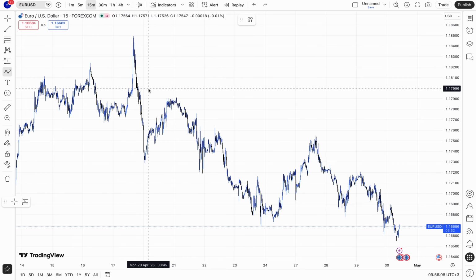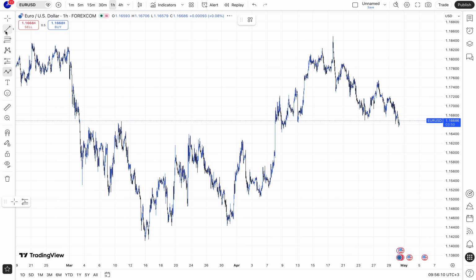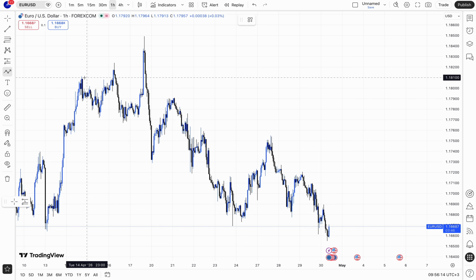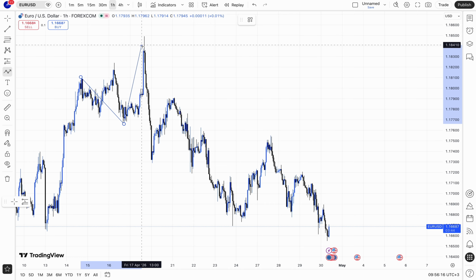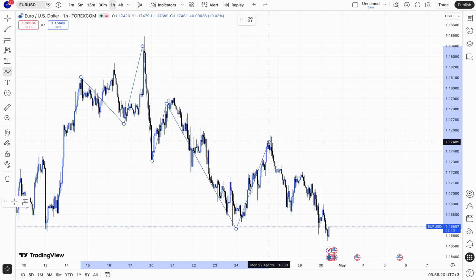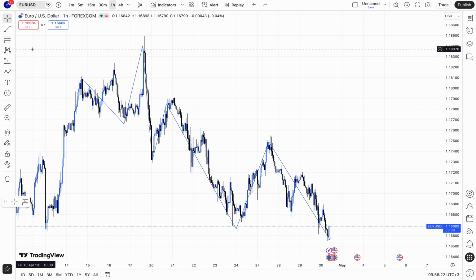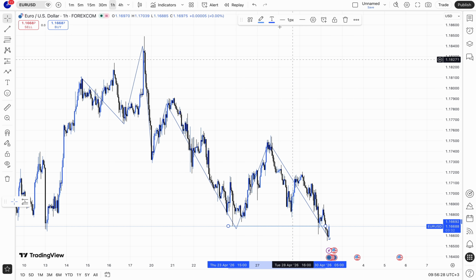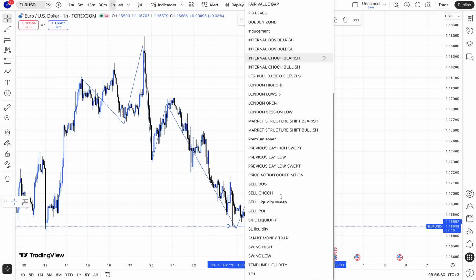Setup and plan, and this is EU. First thing first is always market structure. You can understand that market structure, external market structure, the price is moving to the downside, and this was our last break of structure to the downside, right? It was here, the last break of structure to the downside.